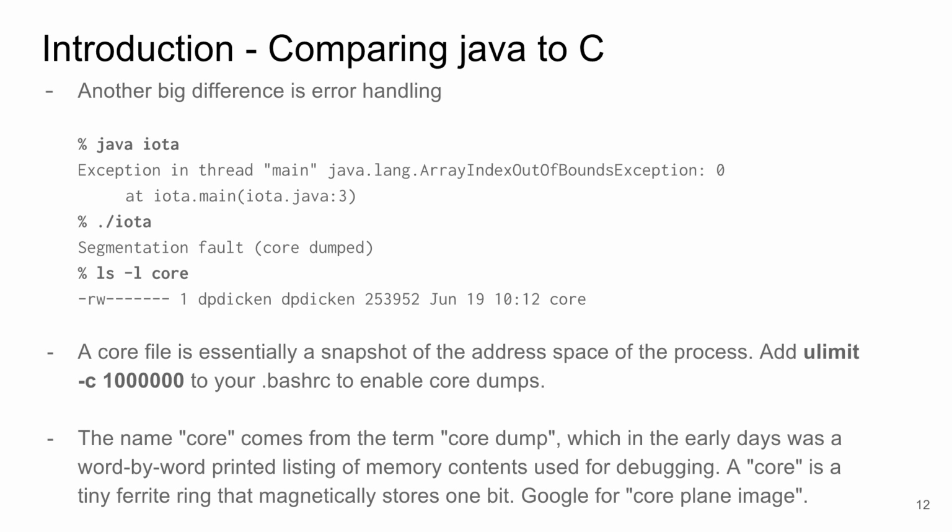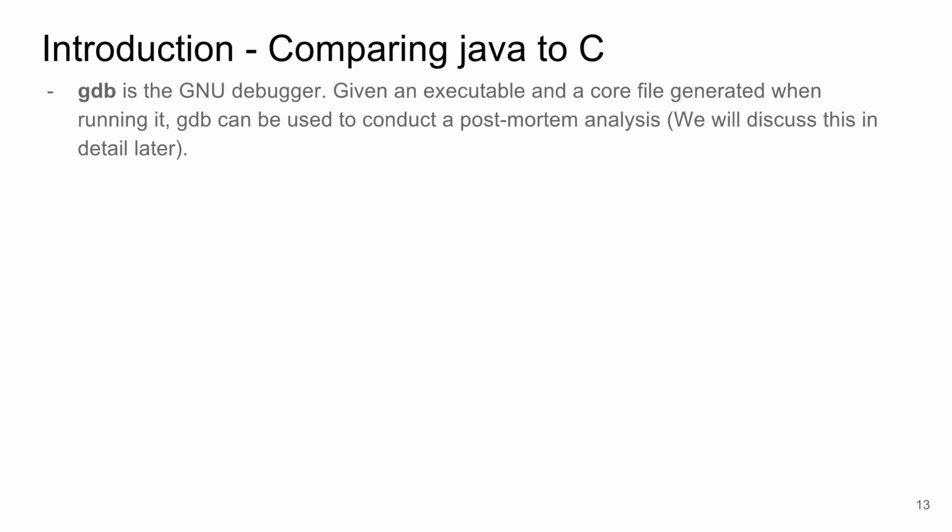And the name core comes from the term core dump, which in the early days was a word-by-word printed listing of memory contents used for debugging. And a core is a tiny ferrite ring that magnetically stores 1 bit. You can Google images of them, and this is actually what it is like on a circuit board. But essentially, when we get an error in C, it produces these core files. And we could look through it manually like they had to do in the early days, where it created a word-by-word printed listing of it. However, people have created tools that allow us to look through it more easily.